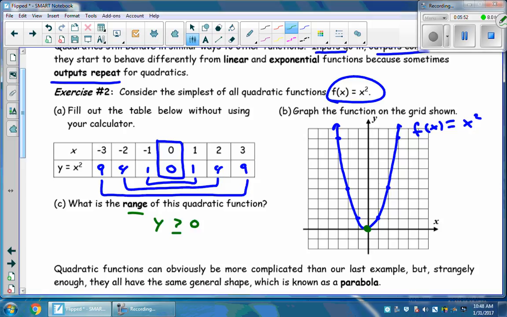Now, please remember, we've done this in interval notation as well. In interval notation, it would be from 0 to positive infinity. I would include the 0 with a bracket, and the infinity would get parentheses.